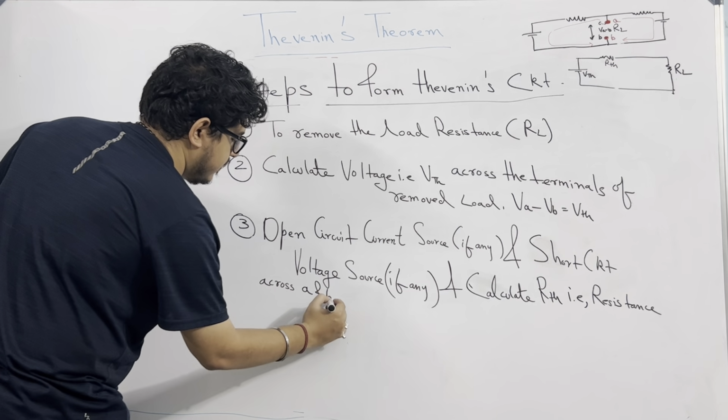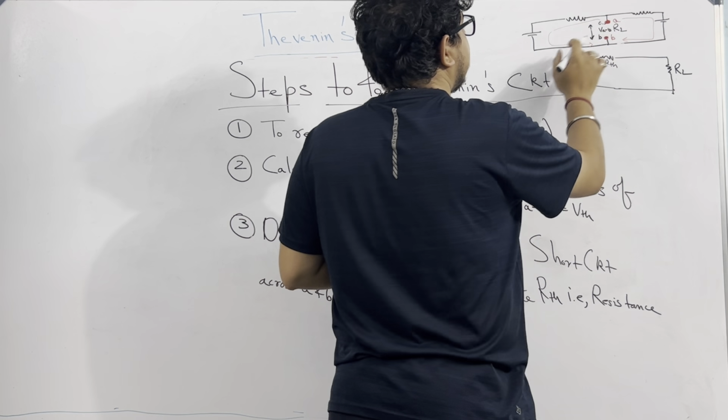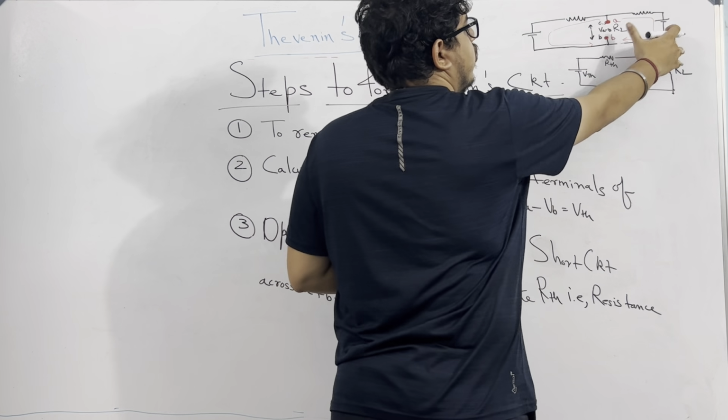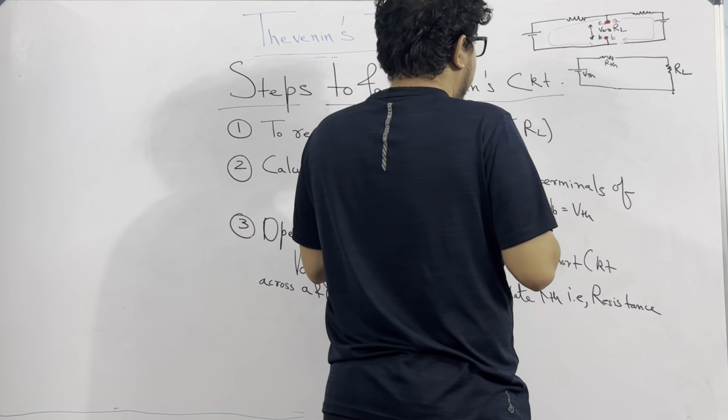So the first step was to remove the load resistance, the second step was to calculate VTH, and the last step is to open circuit any current source that is present and short circuit any voltage source that is present. In this question, the original circuit has only voltage sources 1 and 2, so I have to short circuit these voltage sources, and now I have to calculate the total resistance across these 2 points.